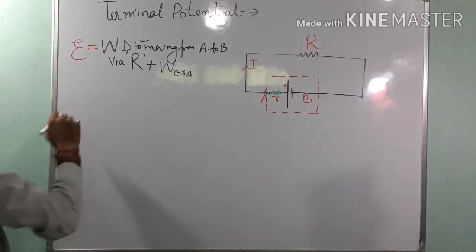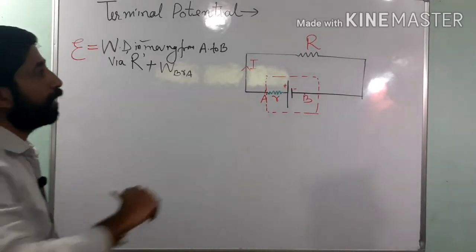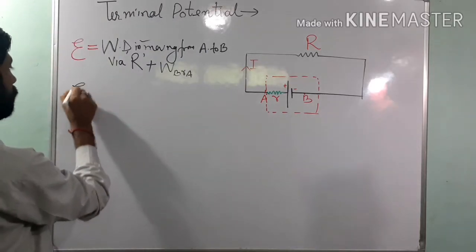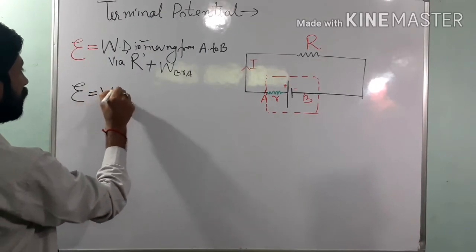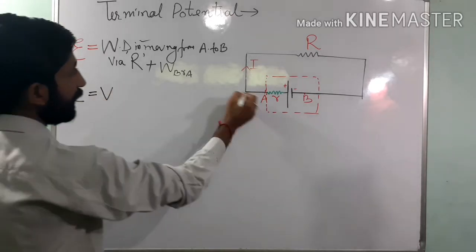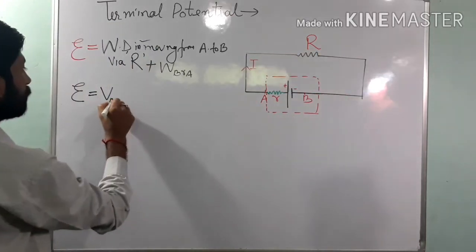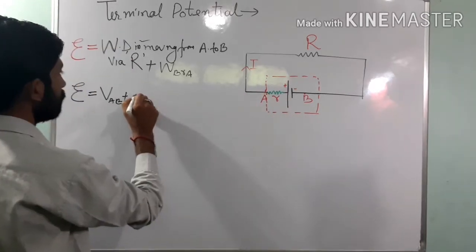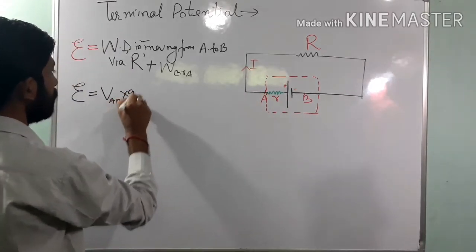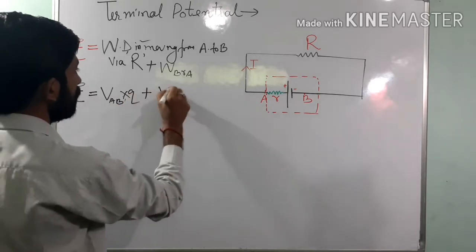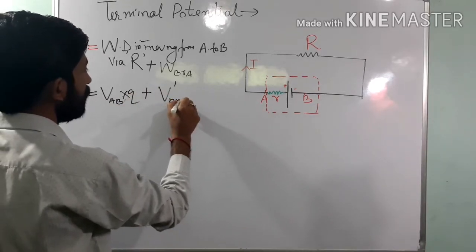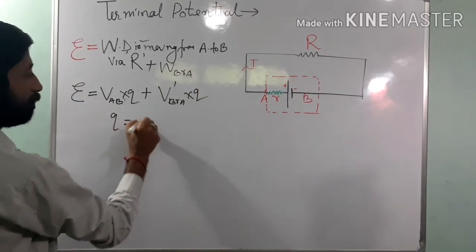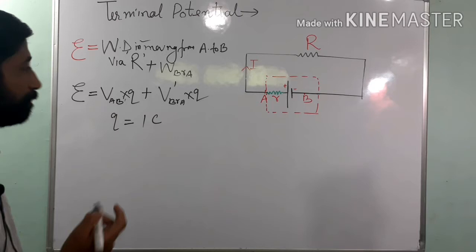Right? But according to Ohm's law, EMF is equal to V, that is A to B, plus B to A, multiplied by charge, plus V dash BRA multiplied by charge, and the charge is how much? 1 coulomb.